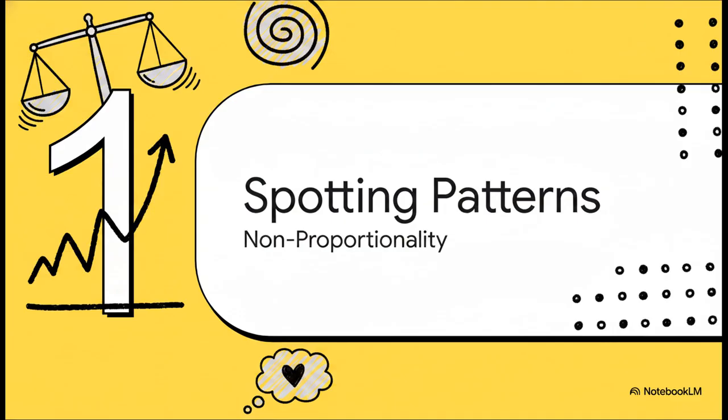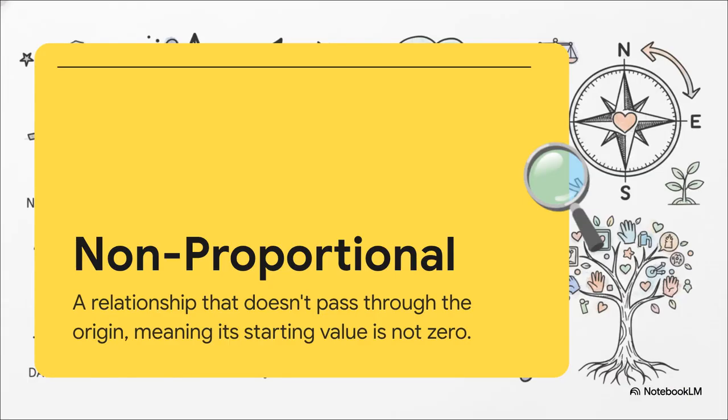Section 1, Spotting Non-Proportional Relationships. Here is the absolute golden rule, the core defining feature. A non-proportional relationship always has a starting value that isn't zero. Think about a standard XY axis. The origin is that dead center point where both x and y are exactly zero. Proportional relationships, they shoot right through that center. But non-proportional relationships start somewhere else entirely on the y-axis. That starting value, which we usually call b in math, is the absolute dead giveaway.